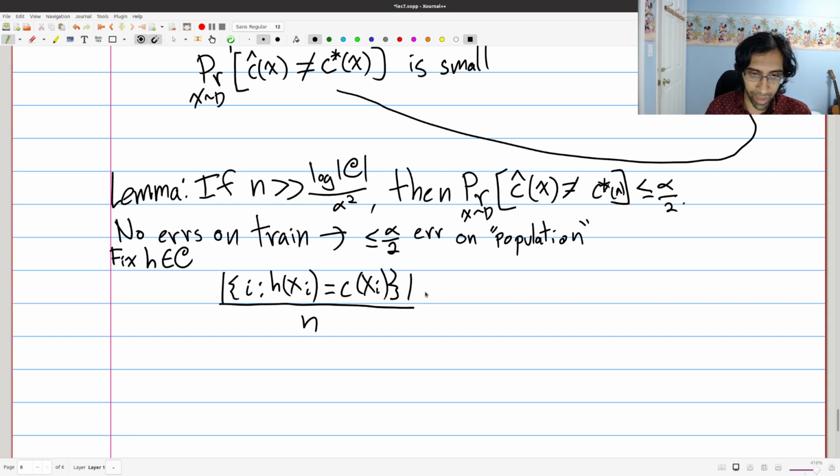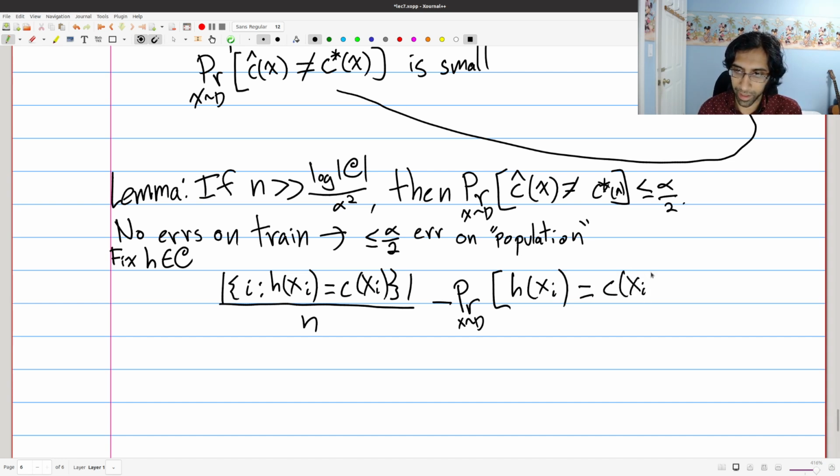Sorry, the fraction that it got correct, rather, on the training data. And we see how that compares with the population error. So that is the probability, with x sampled from the distribution, that h of x_i is equal to c*(x_i). And I guess in all places this should be star, because this is how often it matches the true function.